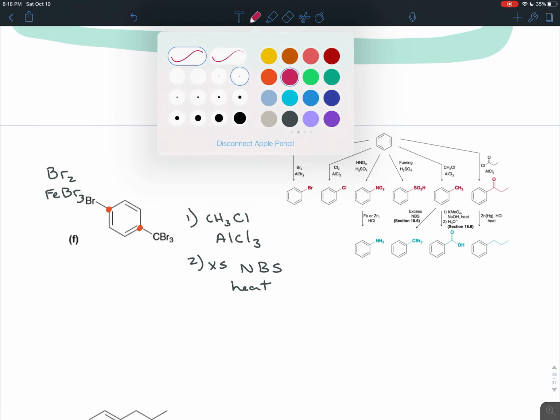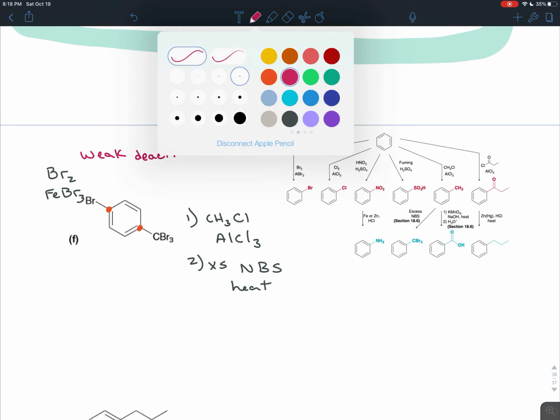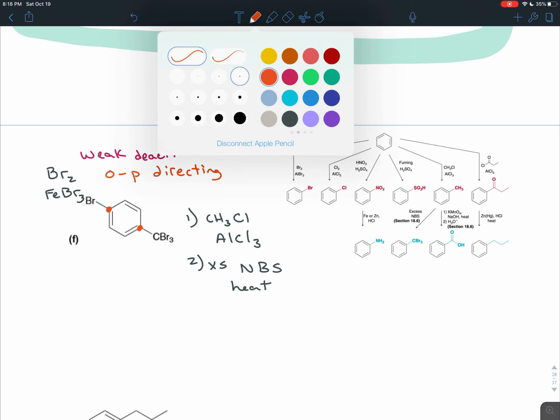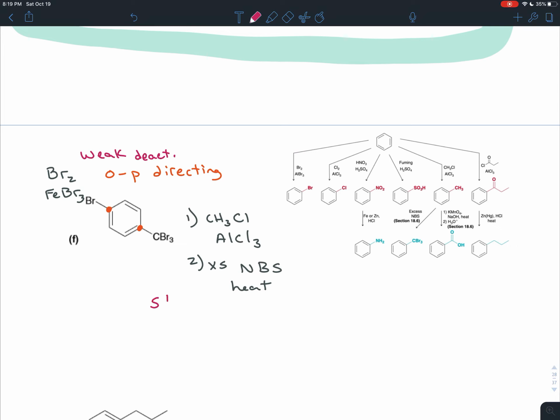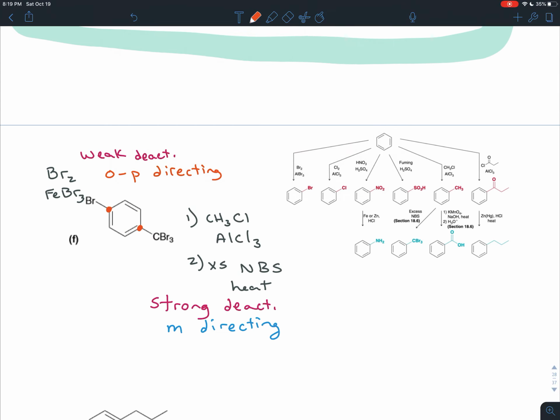And so even though we use the same recipes, we're going to have to do them in a different order. We saw how the bromine is a weak deactivator and how it's ortho-para directing. We also saw how the CBr3 is a strong deactivator and how it's meta-directing. Well, we want the para product, so we have to put the bromine on first.